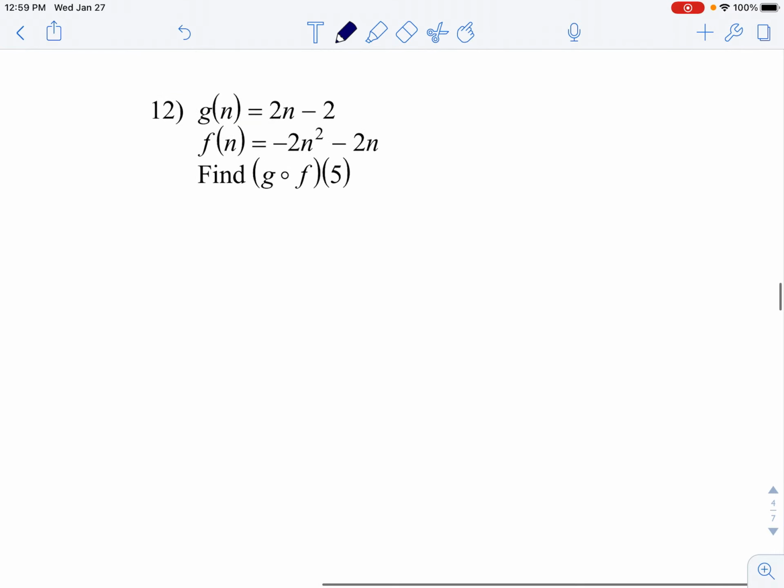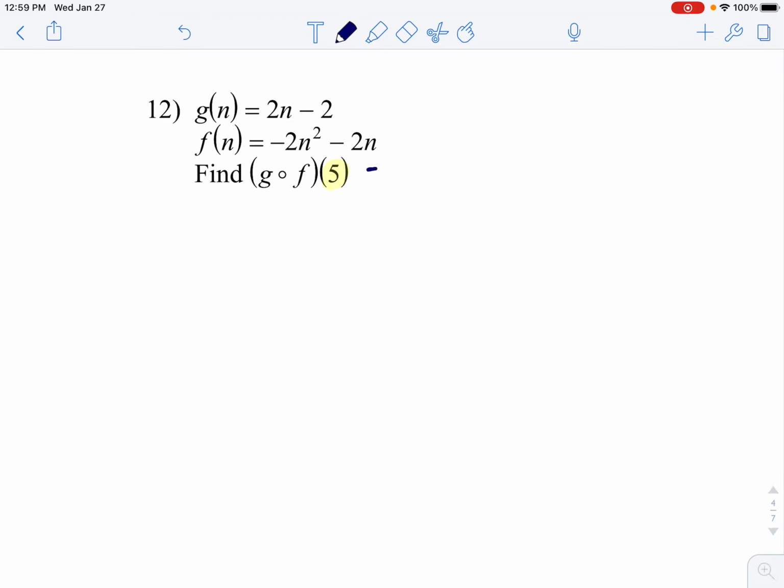Number 12. What's special about number 12? Well, there's a number there. So g of f of 5 means you're supposed to do g of f of 5. So how do we do this? Well, this is kind of an order of operations deal. Do the innermost set of parentheses first, f of 5. So we need to plug a 5 into the f function first.